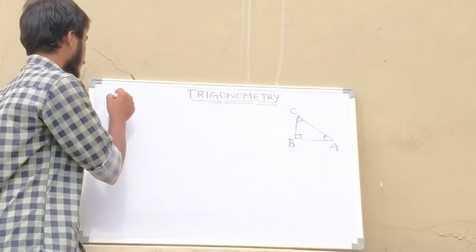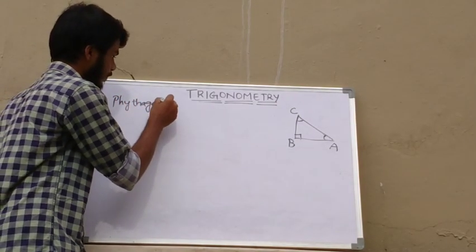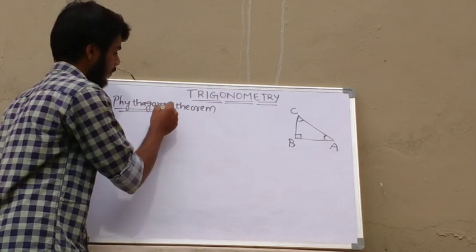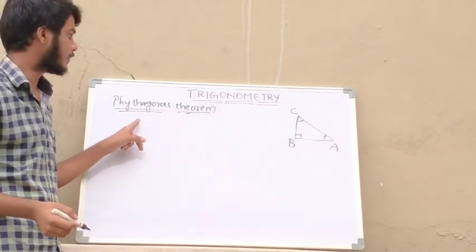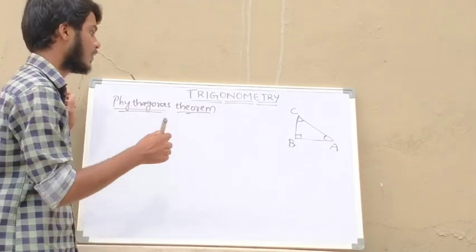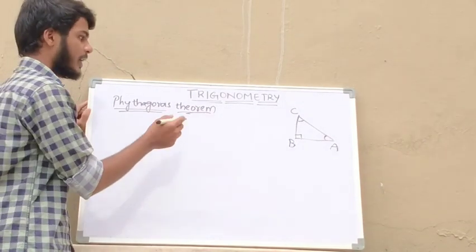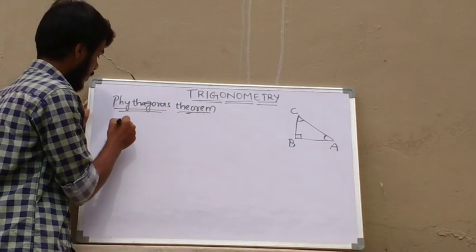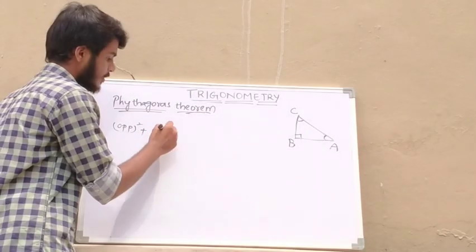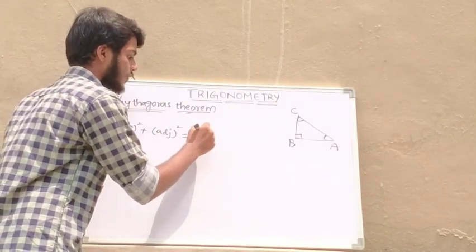Next, the theorem, Pythagoras theorem. It is the foremost important theorem. It plays a major role in the trigonometry. So what is Pythagoras theorem? According to Pythagoras, the mathematician, he developed a theory. It is opposite square plus adjacent square equal to hypotenuse square.